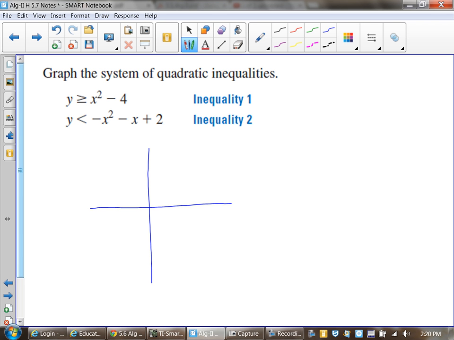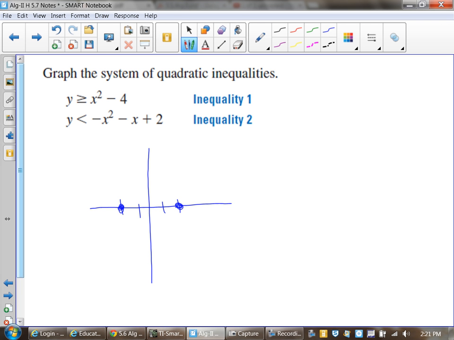Okay? Now, if I'm looking at that first one, I've got y is greater than or equal to x squared minus 4. That's a difference of squares, isn't it? Yeah. What are your zeros? 2 and -2. I can look at that and I know my zeros are at 2 and -2. Where does your axis of symmetry lie? Add up to 0. 0. Okay, when x is 0, what's y?